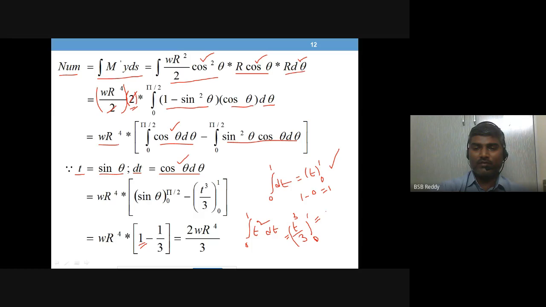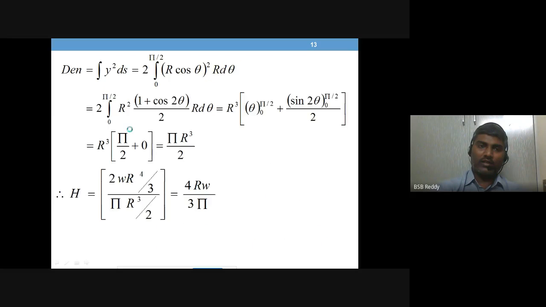Upper limit, substitute t is equal to 1. 1 cube is 1 by 3. Minus lower limit, t is equal to 0, so it is 0. So what is the value? 1 by 3. So what is 1 minus 1 by 3? 2 by 3. So 2 by 3 times w r power 4 is the value of the numerator. Okay, done? Go for the denominator.